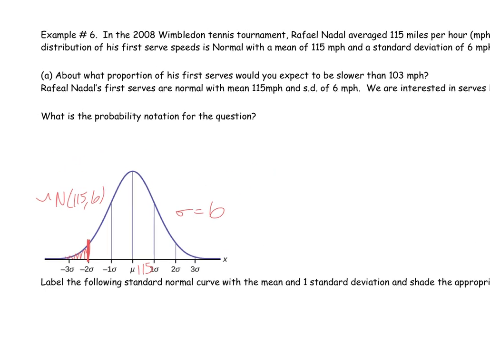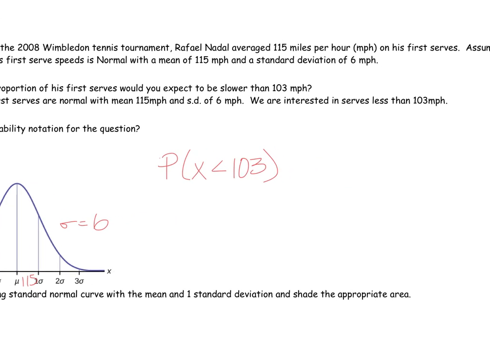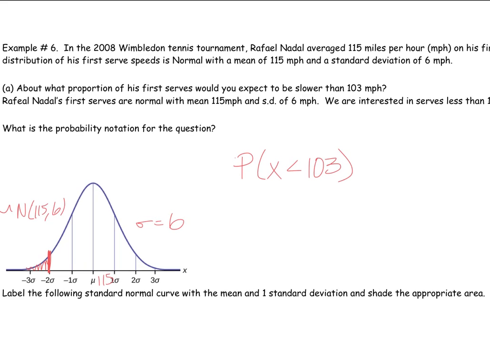But again, we're going to use normal CDF on this problem. So we want to find the proportion of serves where X is less than 103, so they're slower than that. I'm not going to say equal to because it does say less than. Let's go to normal CDF here.